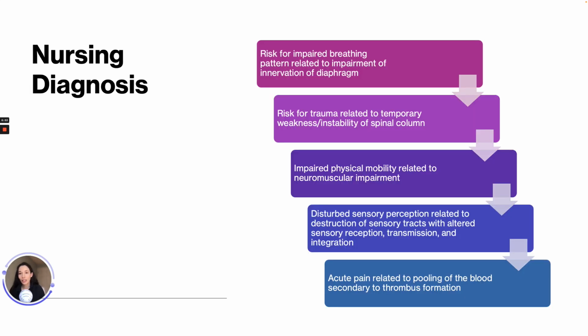So nursing diagnoses, these are just some examples, but we could say risk for impaired breathing pattern related to impairment of innervation of the diaphragm, risk of trauma related to temporary weakness, instability of spinal cord, impaired physical mobility related to neuromuscular impairment, disturbed sensory perception related to destruction of sensory tracts with altered sensory reception, transmission, and integration, and acute pain related to pooling of blood secondary to thrombus formation.